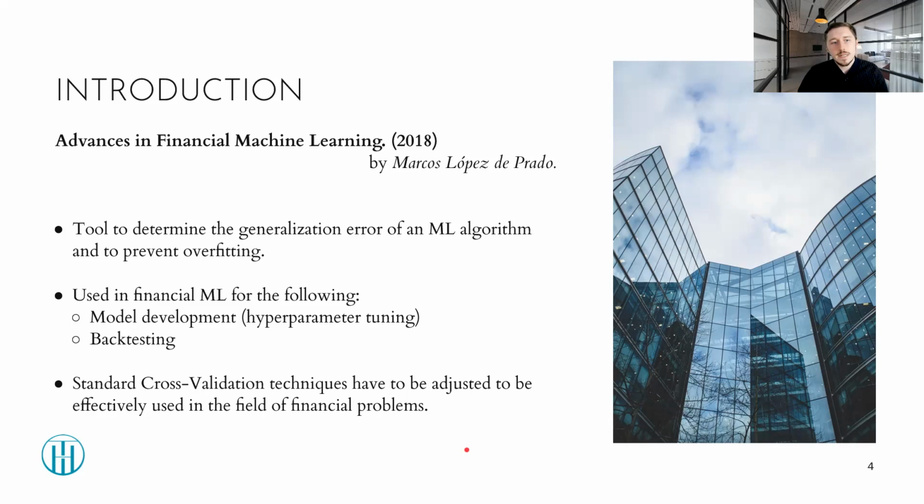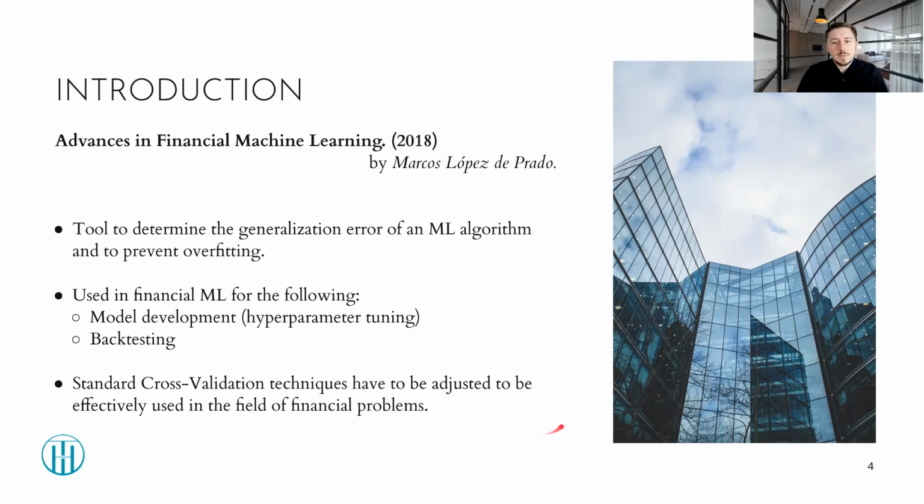So cross-validation, it's a tool to determine a generalization error of a machine learning algorithm and to prevent its overfitting. In financial machine learning, cross-validation can be used for the following, either for model development, say hyperparameter tuning, or for backtesting. Also, standard cross-validation techniques, unfortunately, have to be adjusted to be used in the area of financial problems. And if not adjusted, they can lead to overfitting and bad results.